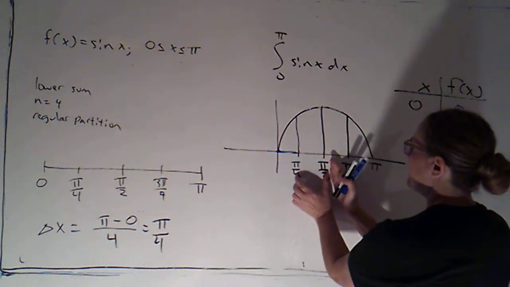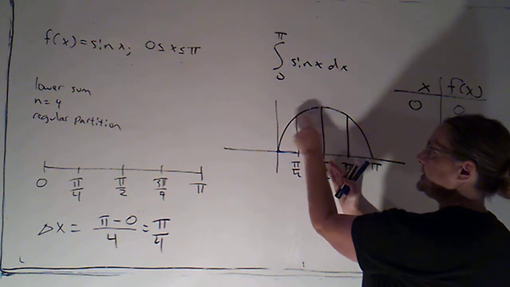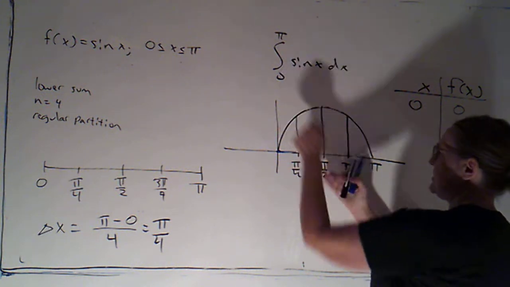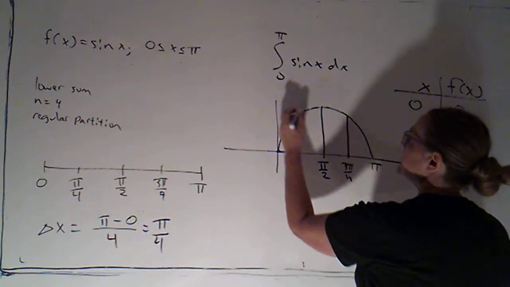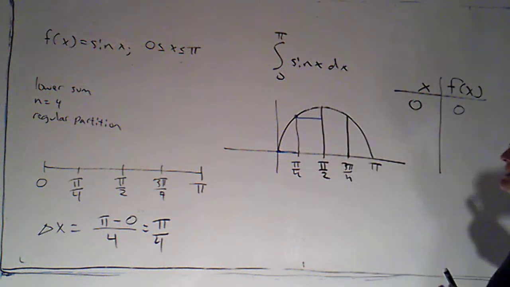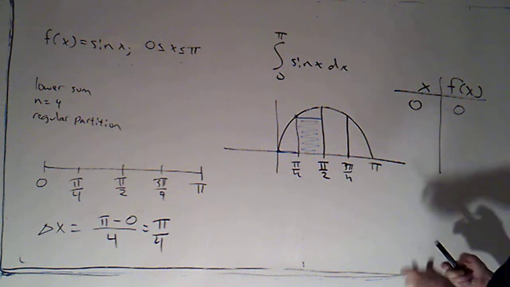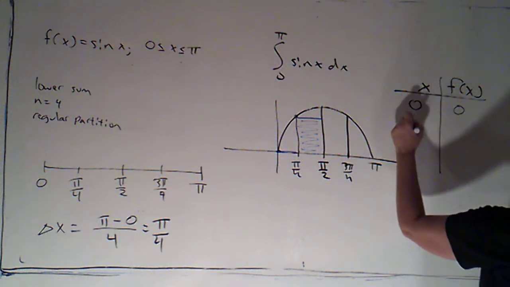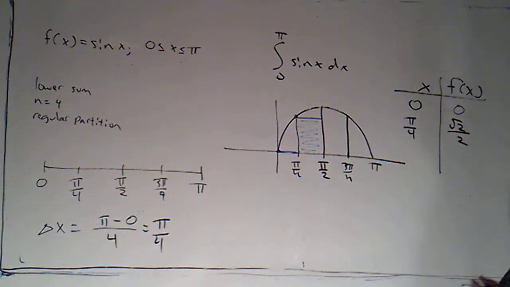Now on the next interval, from pi over 4 to pi over 2, the lowest point is at the left endpoint, because again, the function is still increasing there. So I'm going to choose that as my representative point, treat it as if the height is constant there. So there's my next rectangle. The x value that I chose was pi over 4, and sine of pi over 4 is root 2 over 2.